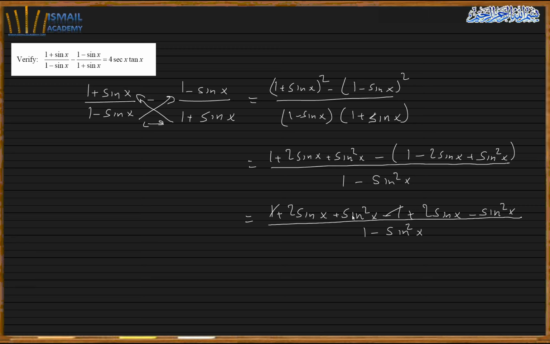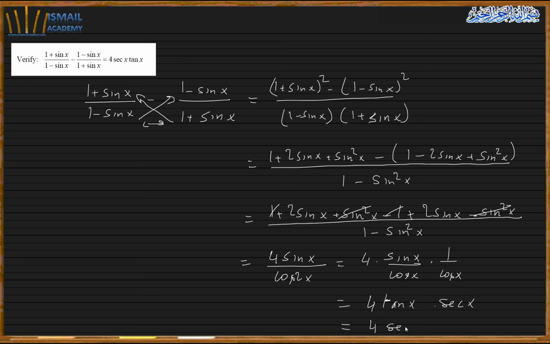So here I simplify the 1 here, this, and this will be cosine squared, so it's going to be 4 sine x over cosine squared x, which is the same thing as 4 times sine x over cosine x times 1 over cosine x. This is tangent and this is secant, so it's going to be 4 tangent x times secant x, and you can switch them because multiplication is commutative, so it's going to be 4 secant x times tangent x, and that's all.